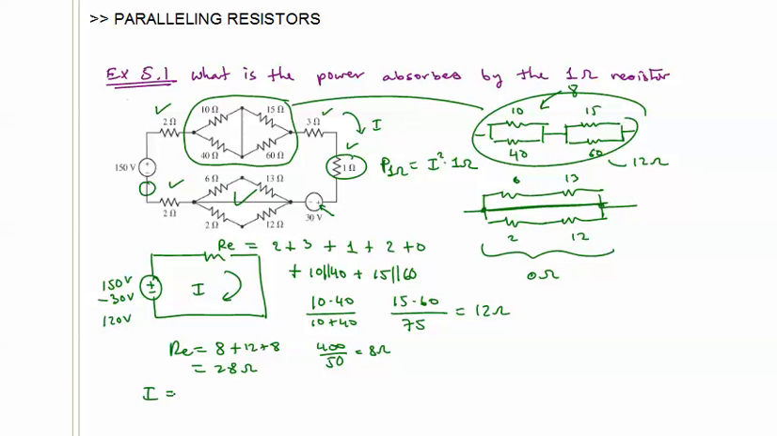And so I is equal to 120 volts divided by 28 ohms, which gives 4.29 amps, and which leads to power in the 1 ohm resistor as being 1 ohm times 4.29 amps squared, or 18.4 watts.